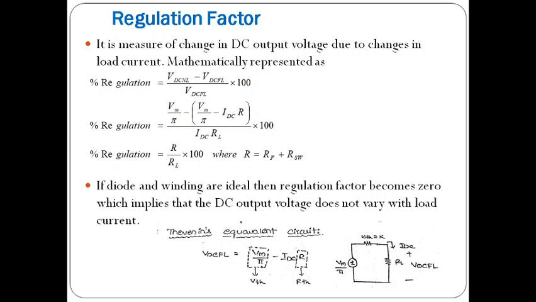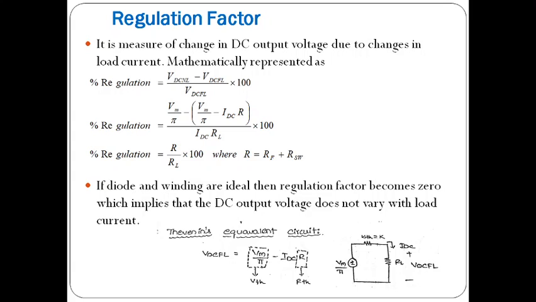Yes, so now we are substituting here. We already know VDC full load is also nothing but Vm by π minus IDC RL, because of the internal voltage drop in the circuit. So here I am writing VDC full load equals IDC into RL. It is also the same when there is no internal voltage drop. So from that we can say the percentage of regulation equals R by RL into 100. Here R is nothing but the resistance offered by the diode, RF, plus the resistance offered by the secondary winding.